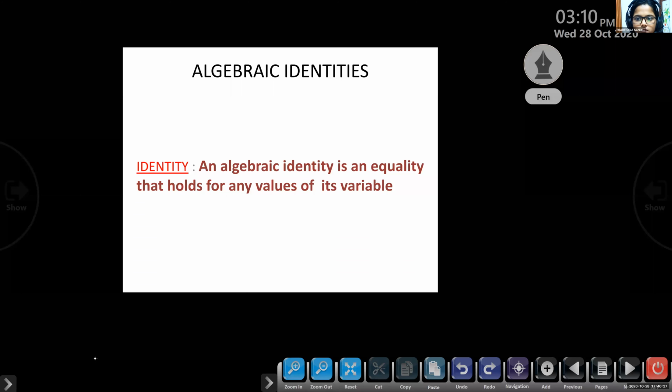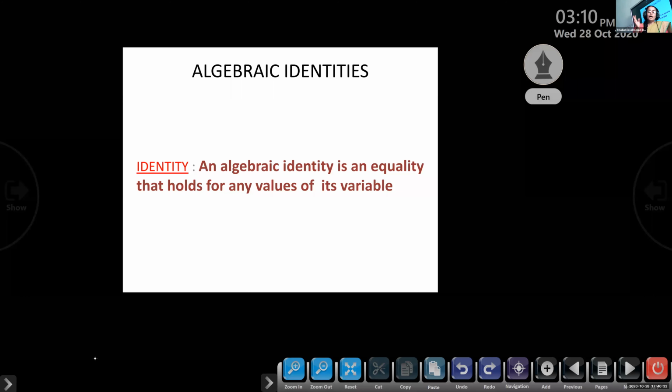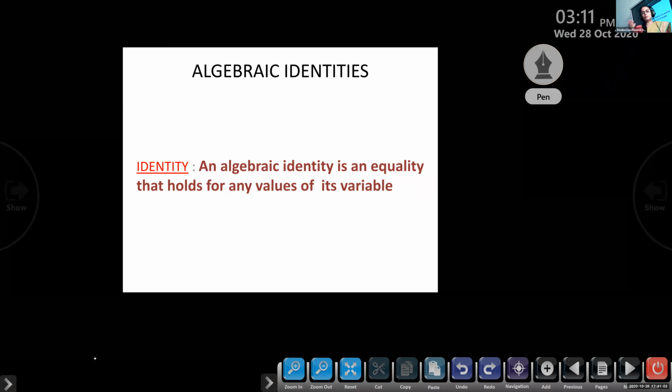Algebraic identity means we have already studied many algebraic expressions like x plus y plus 2 and x minus 2y plus y square. Many algebraic expressions you have studied. And here algebraic identities are also some of the algebraic expressions. They are algebraic expressions, along with that they are equations also. Algebraic identities are equations which contain some variables and constants or coefficients, like 2, 3 constants and variables like x, y, p, q.